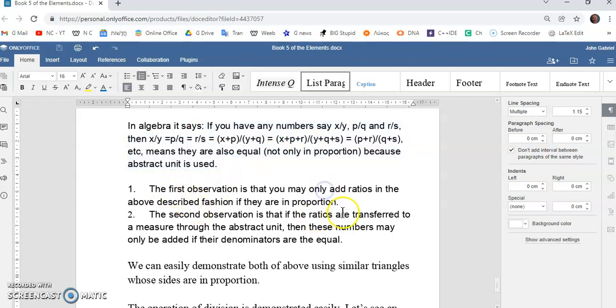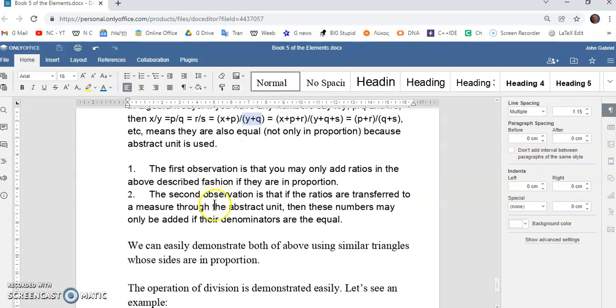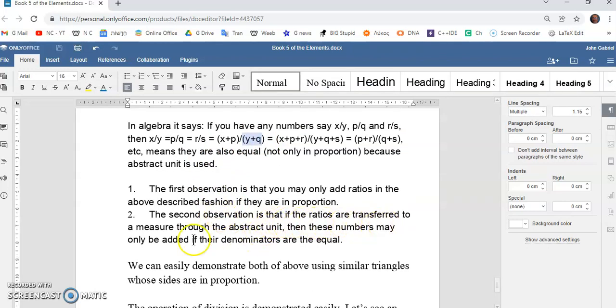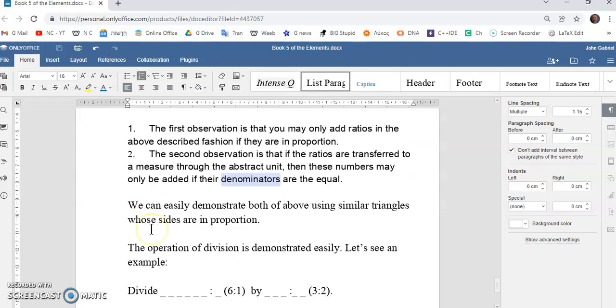The first observation is that you may only add ratios in the above described fashion if they're in proportion. So you cannot take two ratios that are not in proportion and add their antecedents and their consequents and say it's the same ratio. It's not. And the second observation is that if the ratios are transferred to a measure through the abstract unit, then these numbers may only be added if their denominators are equal. Do you now see where the idea of a common denominator came from? In other words, their consequences, right? These numbers may only be added if their consequences are equal.